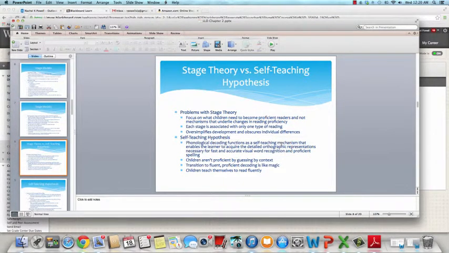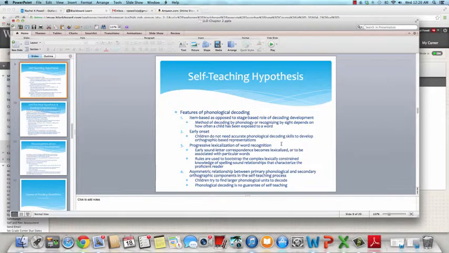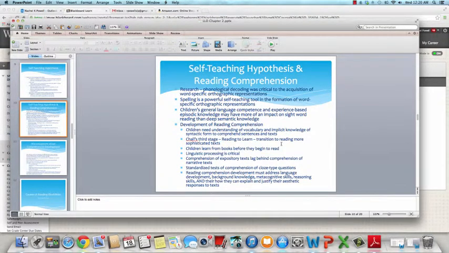So it's fun being a teacher of reading sometimes when you have an emergent reader. Same with language too. So, the self-teaching hypothesis and reading comprehension.